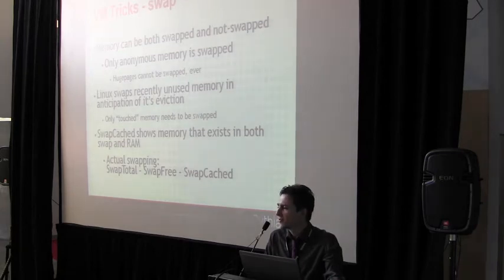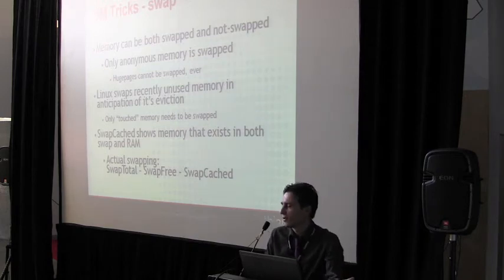Other tricks that will make accounting your memory difficult. Memory can be both swapped and not swapped at the same time, and this is called swap cached. Now, only anonymous memory is swapped. The other memory is never swapped because it already has a disk representation. It already exists in a different store. Anonymous memory, RAM is the store, so it needs to be written to disk before you can take it out of RAM.